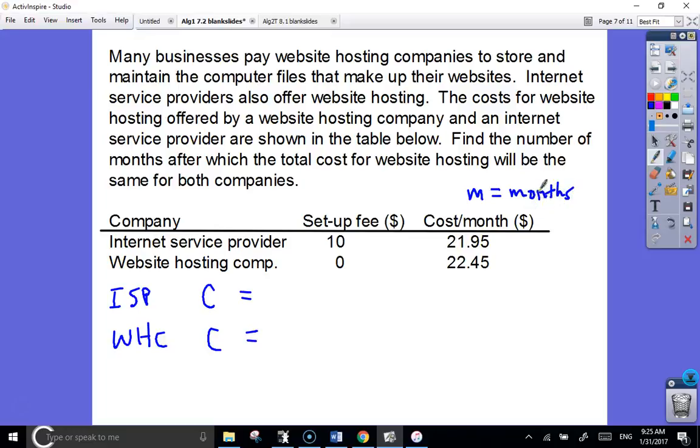So what would be the equation for the cost on the ISP? There's a setup fee of $10 and then a monthly cost of $21.95. How would that look? Okay, so it'd be $21.95 times the number of months plus a setup fee, which doesn't change, of 10. And what would be the second one? For the website hosting company, it would be $22.45 times the number of months, and there's no setup fee, so that's it. So that's a system: two variables, two equations.